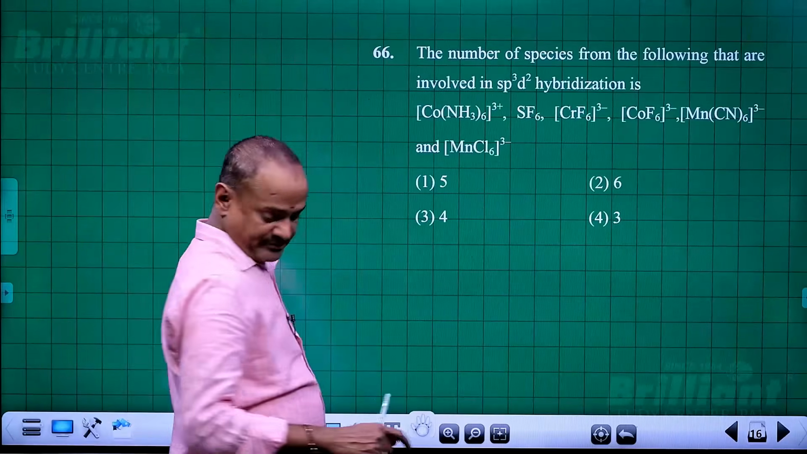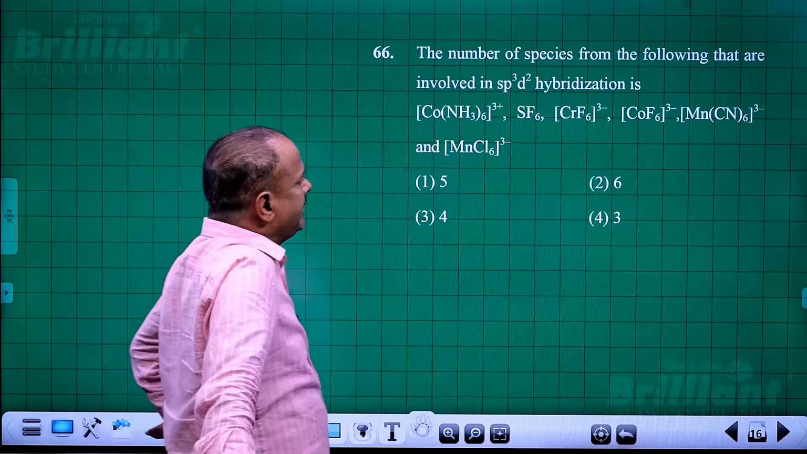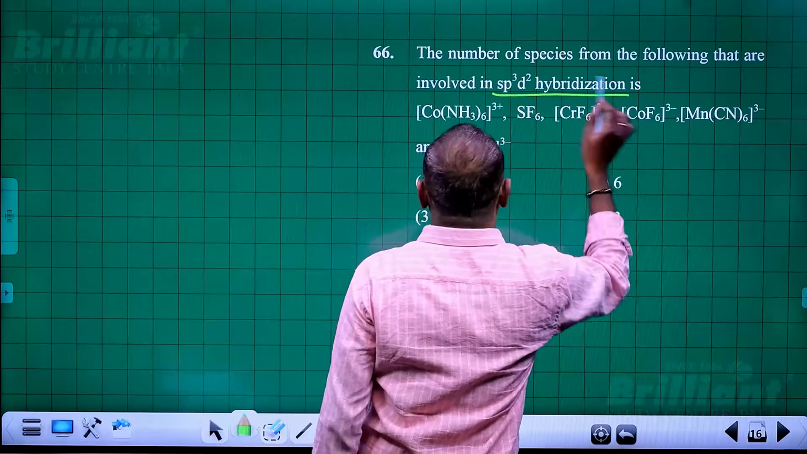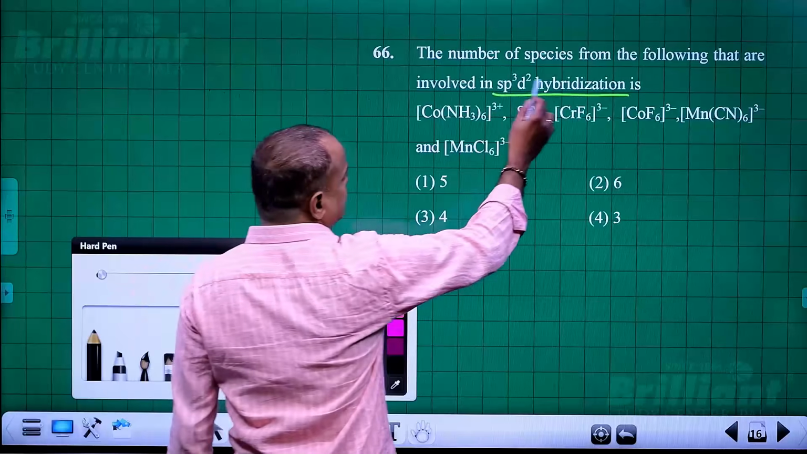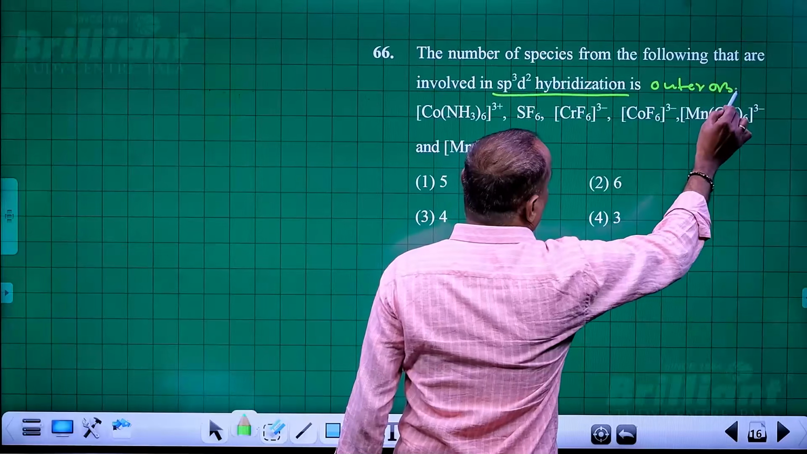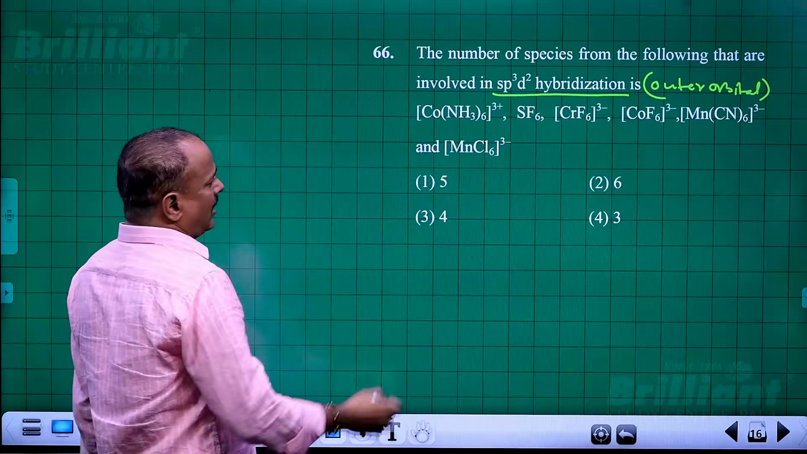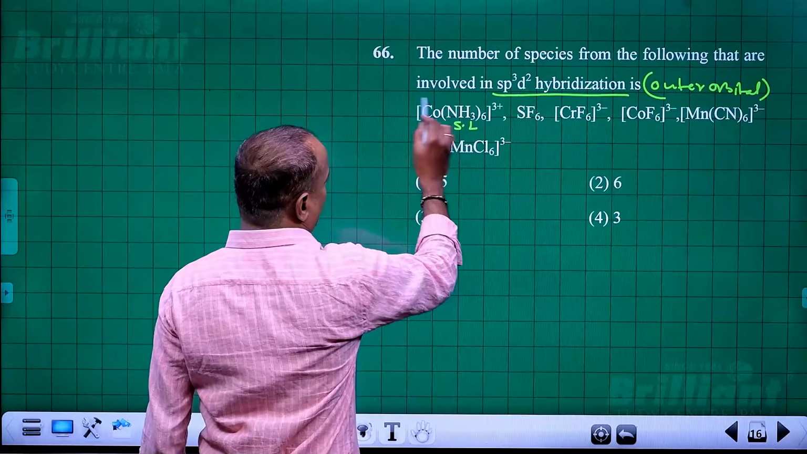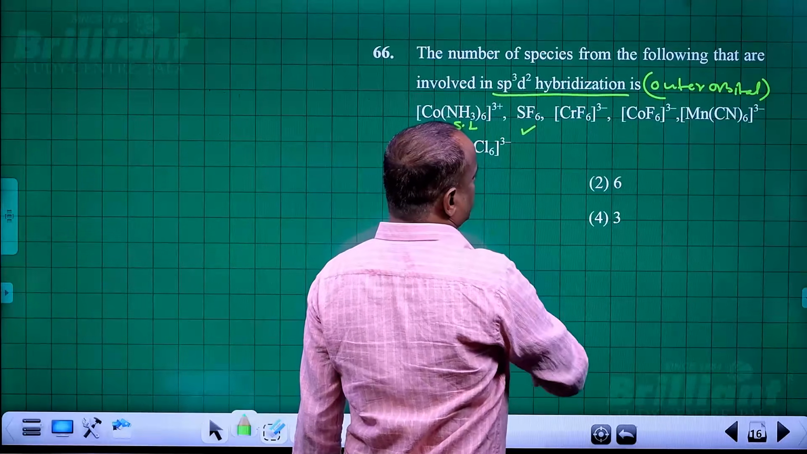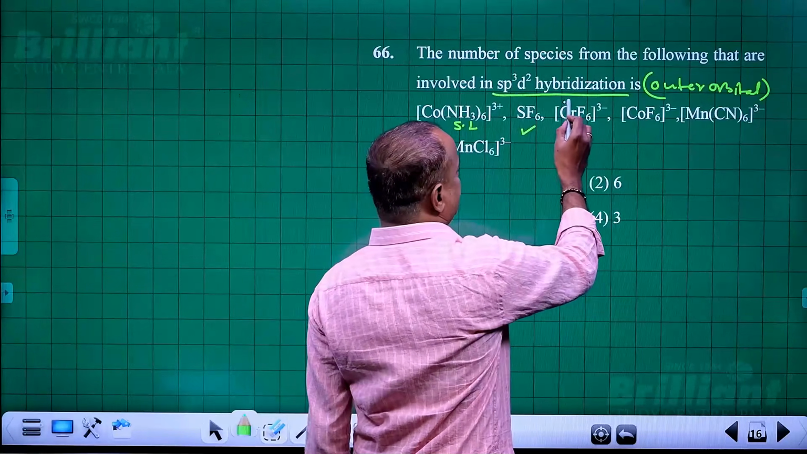Option 2. Next, 66: number of species from the following that are involved in sp3d2 hybridisation. sp3d2 hybridisation means the d is the last one, an outer orbital complex. Outer orbital complex means weak field ligand. Ammonia is a strong ligand for cobalt plus 3. SF6 is normal sp3d2, correct. Fluorine is a weak field ligand, with atomic number 24 in plus 3 state.